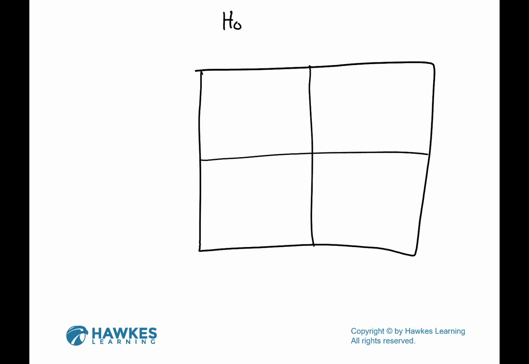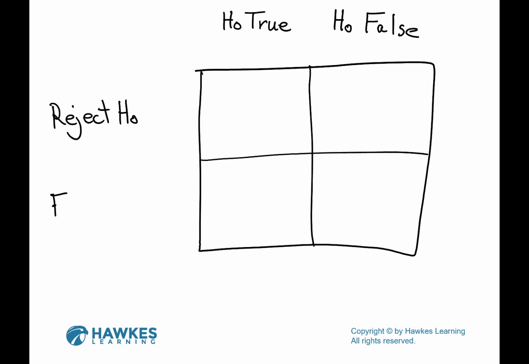Either the null hypothesis is true or the null hypothesis is false. And then we either reject the null hypothesis or we fail to reject the null hypothesis. Right?